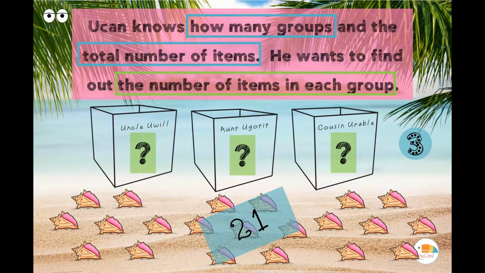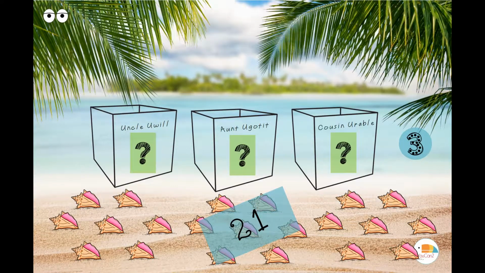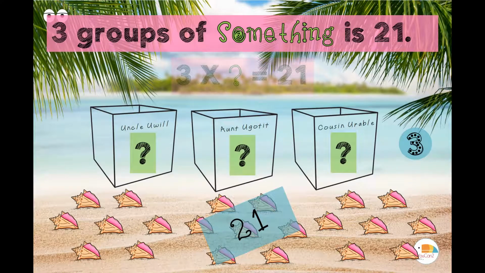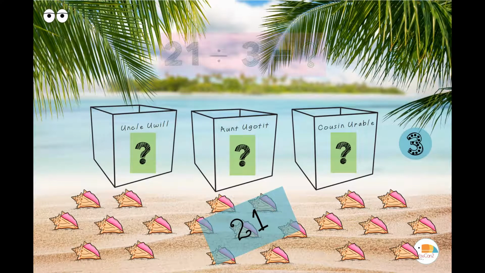That looks like a math problem. Remember when we did multiplication? 3 groups of something is 21. Or we can read that same thing as 3 times something equals 21. But multiplication and division are related. So we can also think about it as 21 divided by 3 equals something.